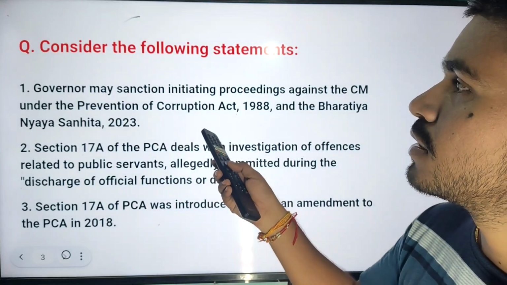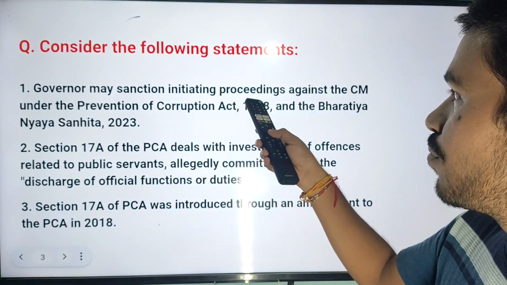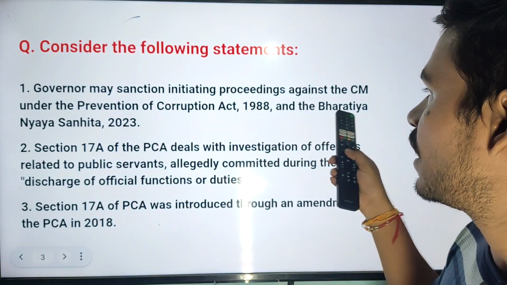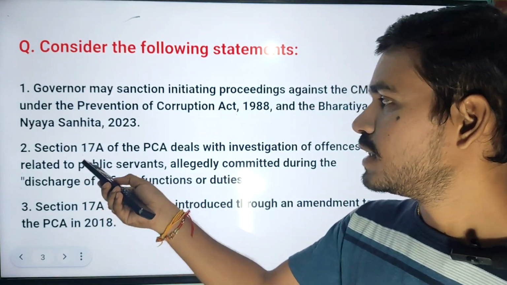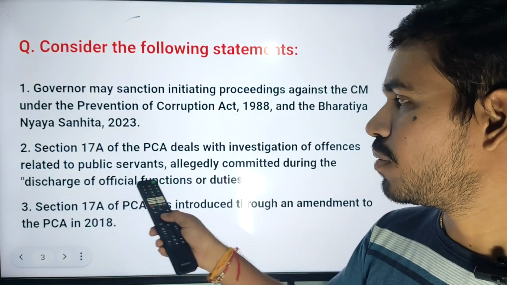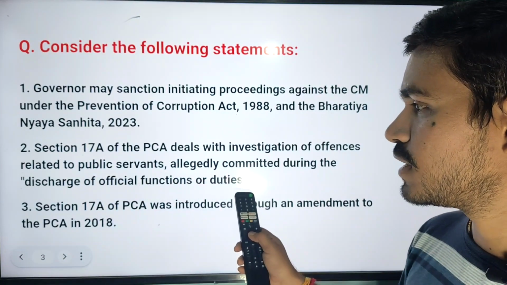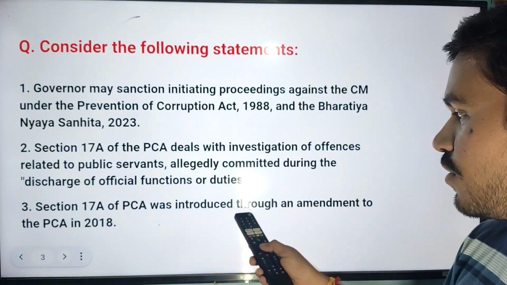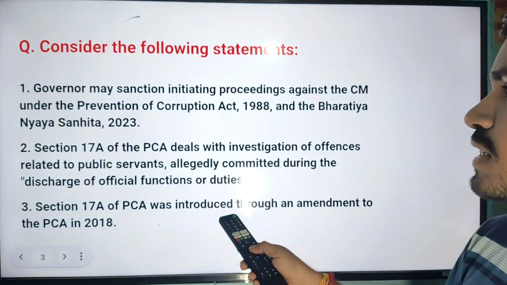See the next question. Consider the following statements. First, the Governor may sanction initiating proceedings against the CM under the Prevention of Corruption Act 1988 and the Bharatiya Nyaya Sanhita 2023. Second, Section 17A of the PCA deals with investigation of offences related to public servants allegedly committed during the discharge of official functions or duties. Third statement, Section 17A of the PCA was introduced through an amendment to the PCA in 2018. So, which of the following statements is correct?